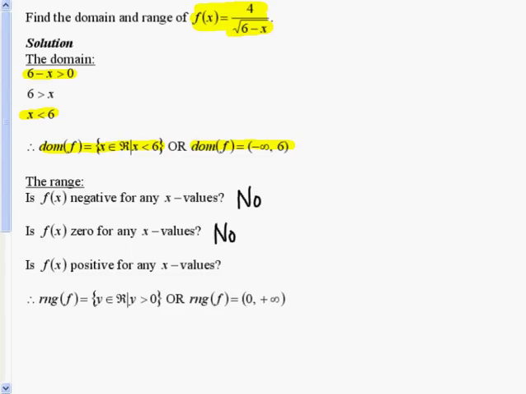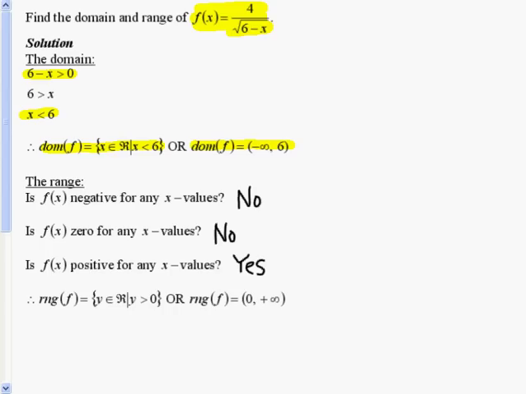Last question. Is f of x positive for any x values? And the answer there is yes. In fact, if we choose an x value from the domain, then we will end up with a positive y value. And what we will see, if we plug in a number a little less than 6, say 5.9, is that it will yield a y value that is quite large, because we'll have 4 divided by the square root of 0.1. That will be a large y value.